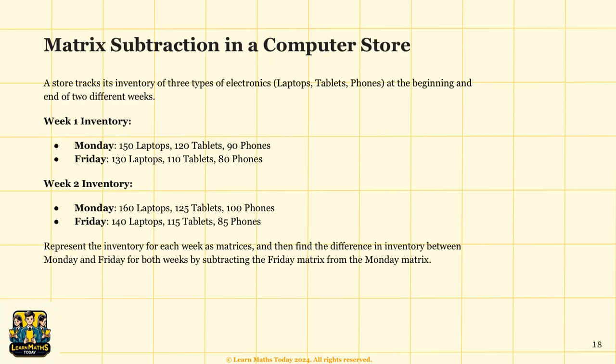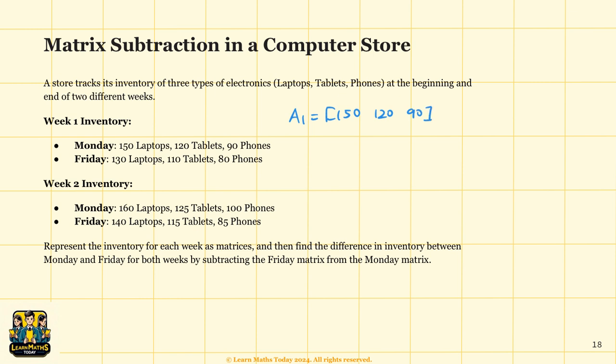Now let's try to apply matrix subtraction for this example in the computer store. Spend some time to look at the question, and then we can go through this in a minute. This store has an inventory of 3 types of electronics: laptops, tablets, phones, at the beginning and end of 2 different weeks. In week 1 on Monday, we can represent it as a matrix called A1. And we know there's 150 laptops, 120 tablets, and 90 phones.